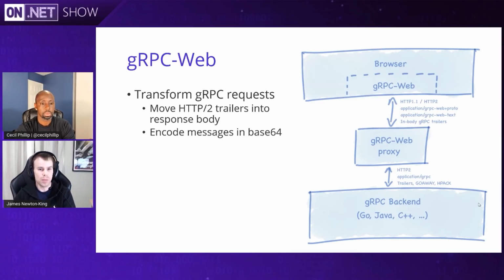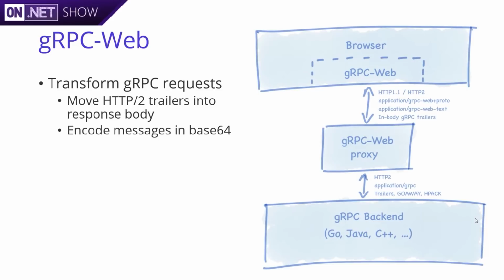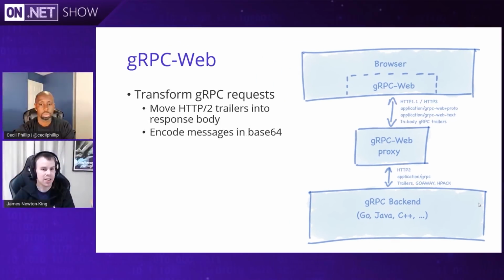So the solution to this problem is gRPC-Web. What gRPC-Web does is it slightly modifies gRPC requests to make them compatible with browser APIs. Those problematic trailers that we can't use in a browser, rather than putting them in a trailing headers frame, gRPC-Web puts them at the end of the response body. So it just hacks them in to the end of the response body. And optionally, gRPC-Web will encode the messages that are coming back as base64. And that's just because of another limitation in browsers around streaming calls.